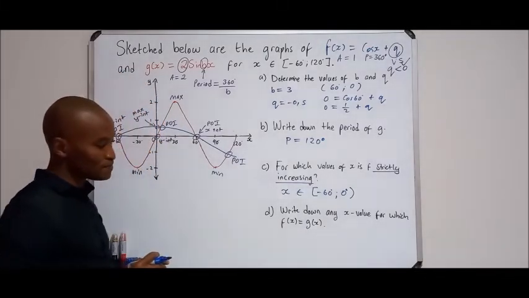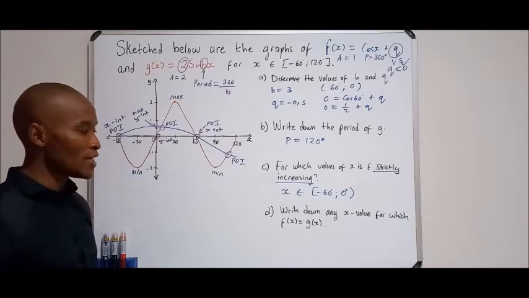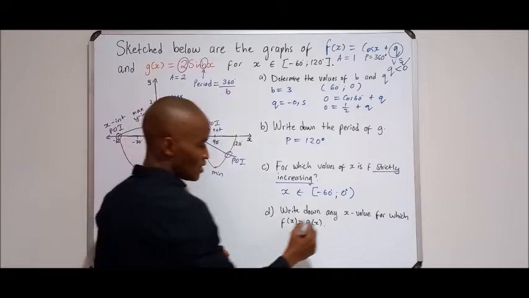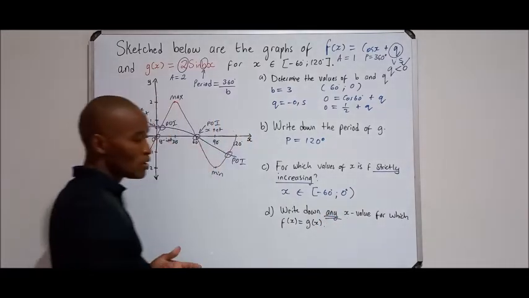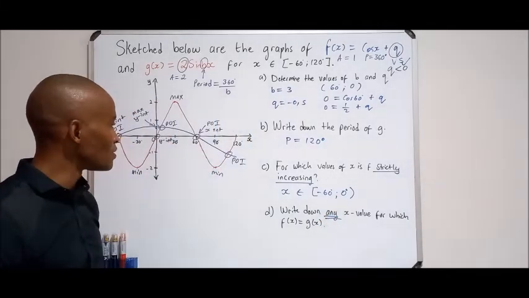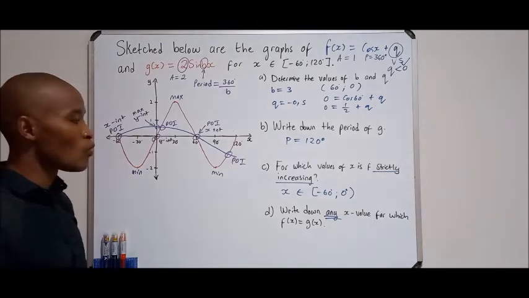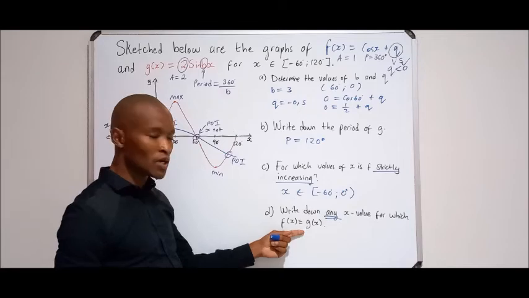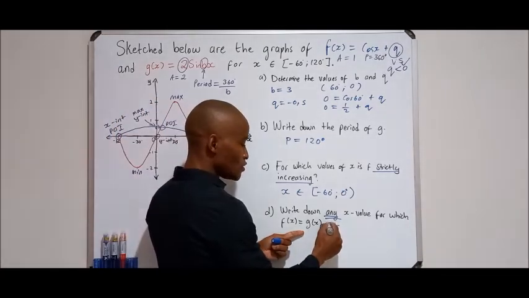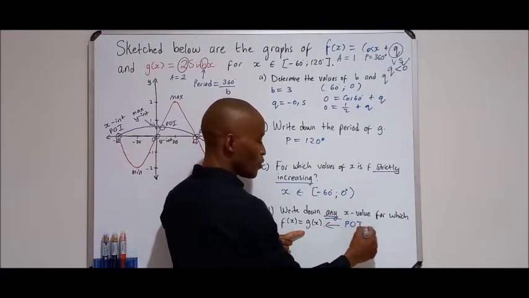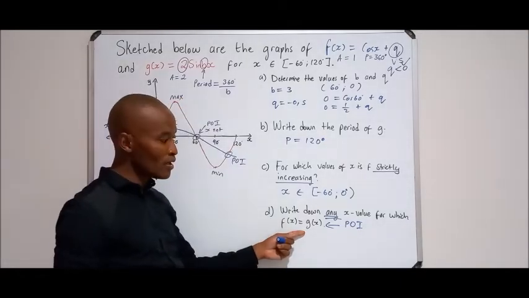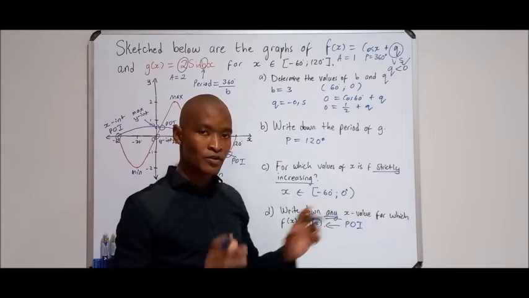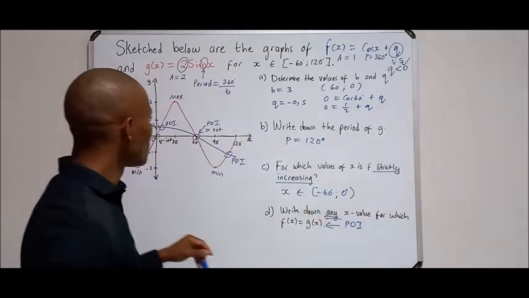The last question. Write down any x value for which f of x equal to g of x. Well, you just need to pick one and don't make your life difficult. What is this in simple language? This is just asking you for the point of intersection. But we don't want the full point. The question is clear, the x value. So don't worry about the y coordinate.